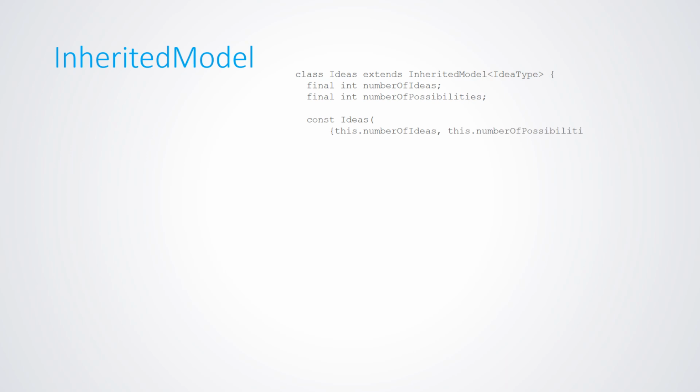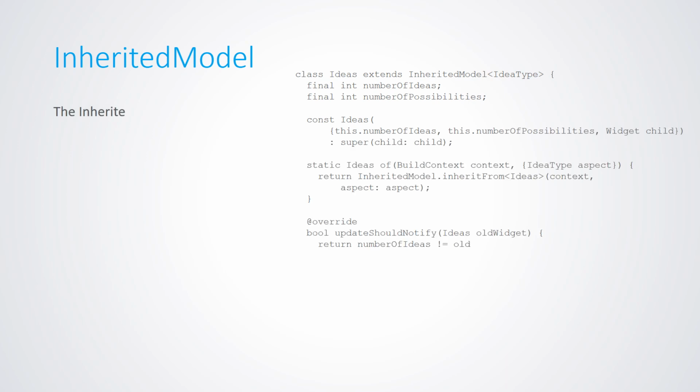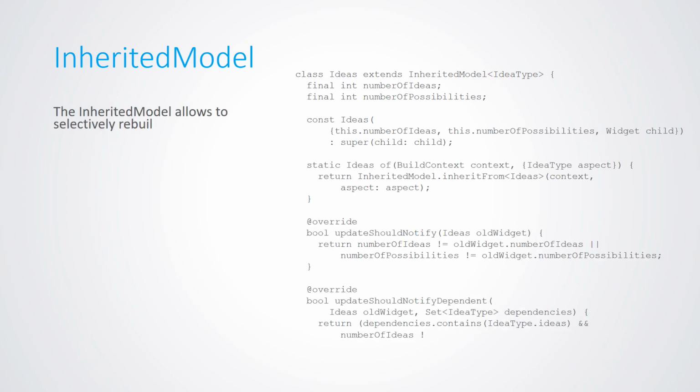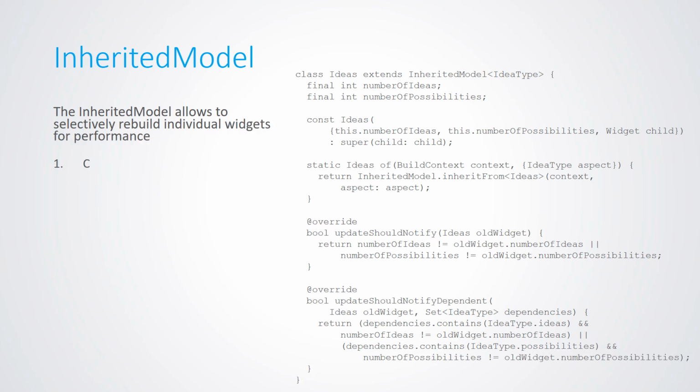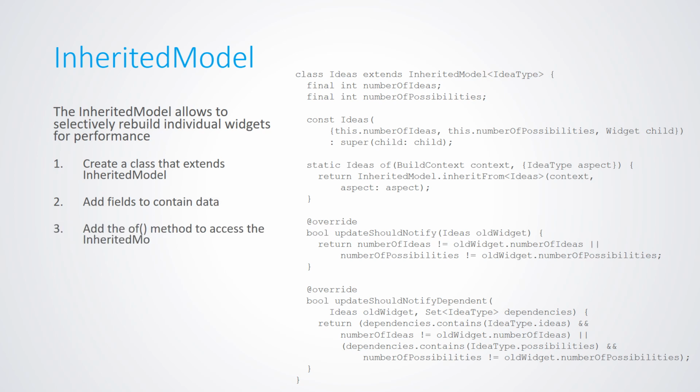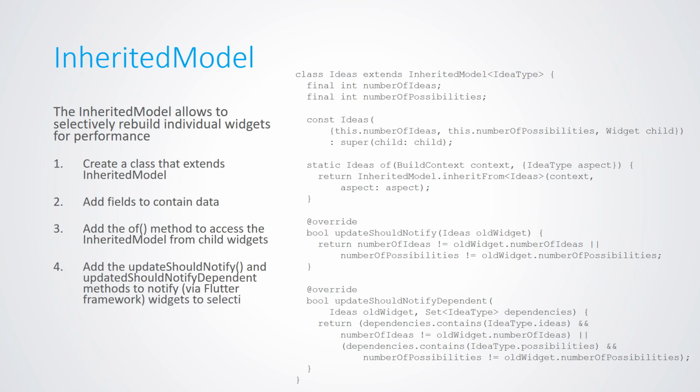The inherited model allows you to selectively rebuild individual widgets for performance. First, create a class that extends the inherited model. Second, add fields to contain data. Third, add the of method to access the inherited model from child widgets. Fourth, add the updateShouldNotify and updateShouldNotifyDependent methods to notify widgets to selectively rebuild if the data changed by individual field.